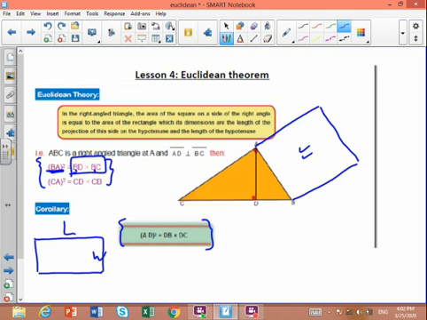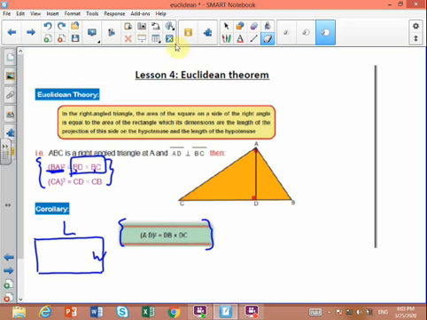He is saying that the area of the square drawn on one side of the right angle triangle equal to the area of a rectangle. Which rectangle? Where are the dimensions? The rectangle which is equal to the area of the square, its dimension is the length of the projection of this side on the hypotenuse. Where is the projection if I remove this one? Do you remember the projection?